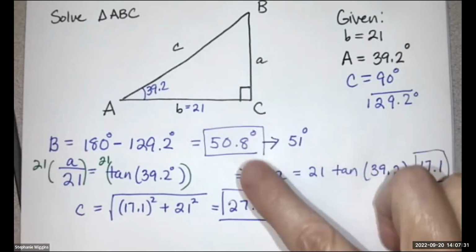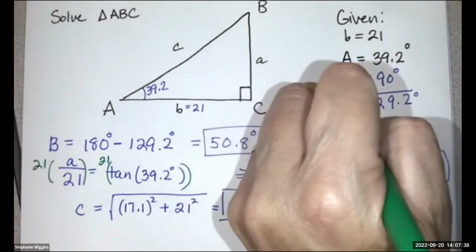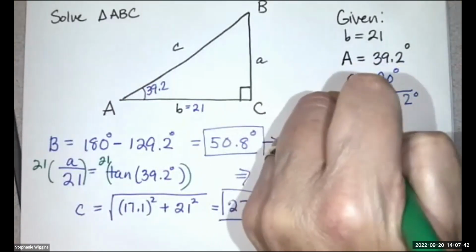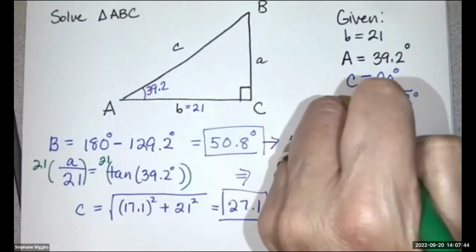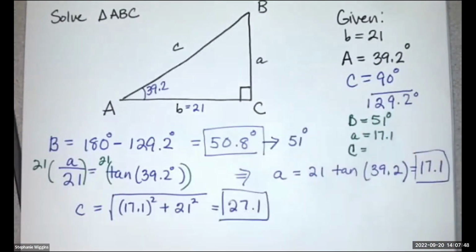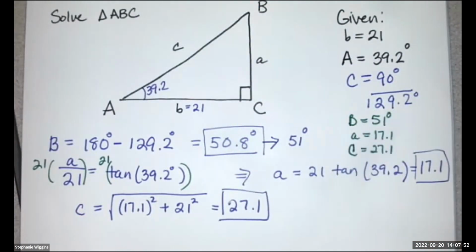So now we found the other three pieces of information. We were given these three, and so now we know that B equals 51 degrees, little a is 17.1, and little c is 27.1. So we have solved the right triangle.